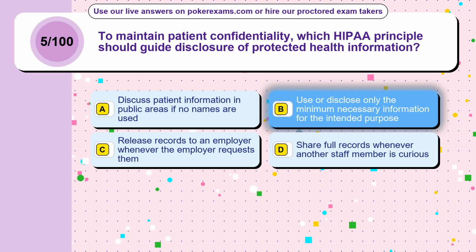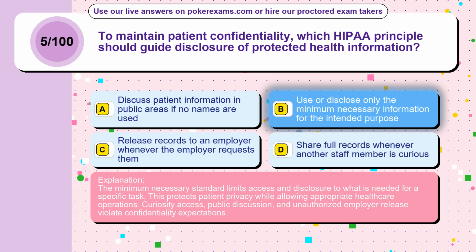The correct answer is option B. Use or disclose only the minimum necessary information for the intended purpose. The minimum necessary standard limits access and disclosure to what is needed for a specific task. This protects patient privacy while allowing appropriate healthcare operations. Curiosity access, public discussion, and unauthorized employer release violate confidentiality expectations.